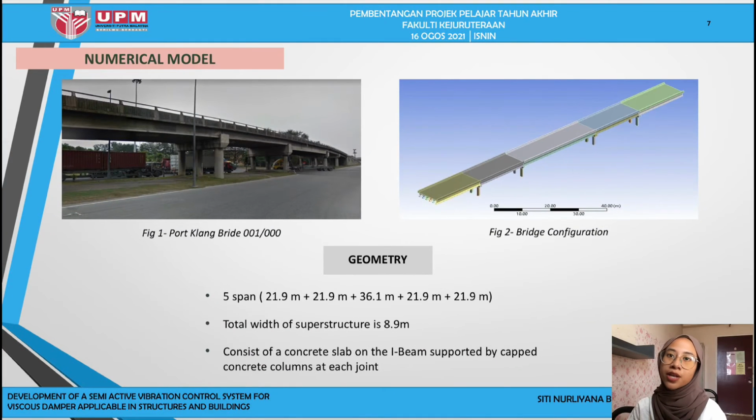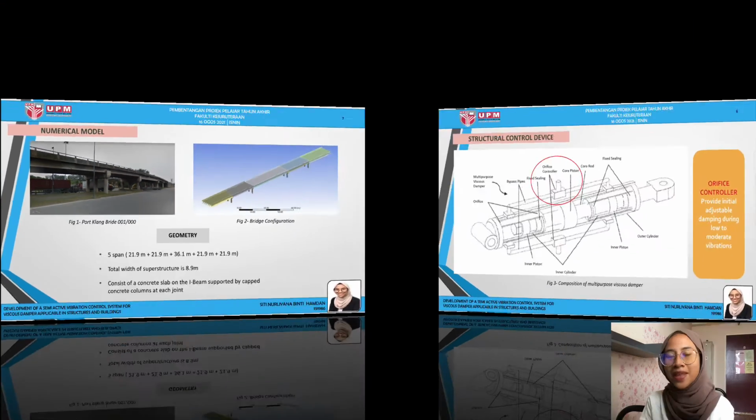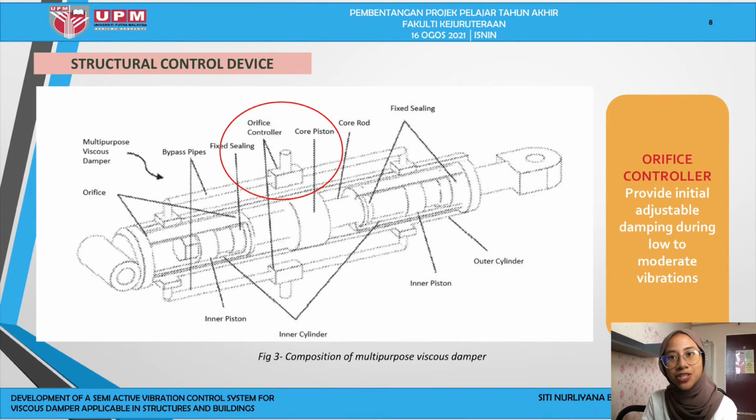One of the bridges located in Port Klang was modeled with appropriate geometrical data received from the Malaysian Public Works Department. A total of 5 span bridge structures supported by capped concrete columns with each joint was used throughout the study. The present invention by Universiti Putra Malaysia, called the multipurpose viscous damper, was used in the numerical study to simulate the structural control devices that are retrofitted in the bridge structure.